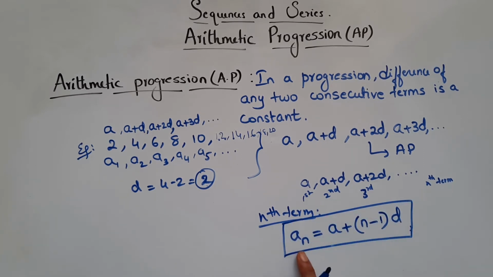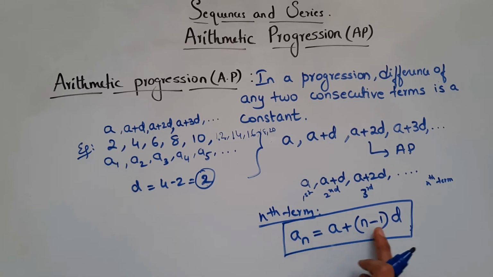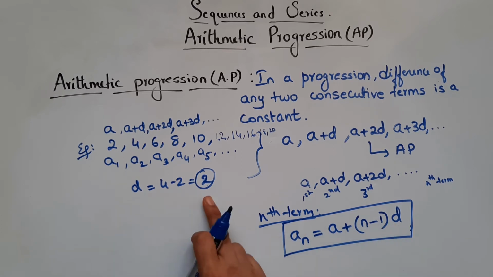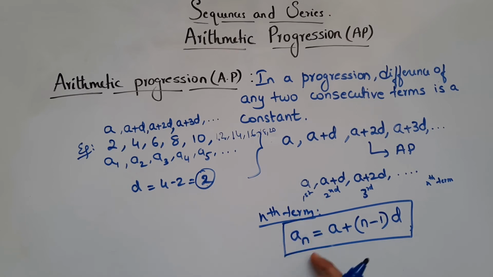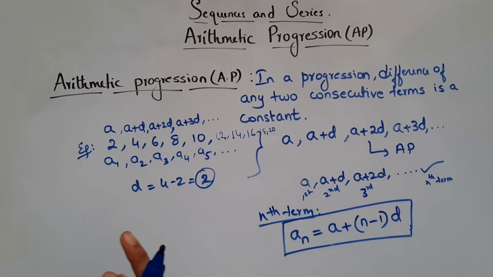So this is a formula to find any nth term of an AP. If I ask the 25th term, your n will be 25, equal to a, which is 2, that is the first term, plus n minus 1, n is 25, so 25 minus 1 into d. What is the common difference? We know the difference is 2. So this is how we can find the nth term. How did we get this formula? By using this, right?